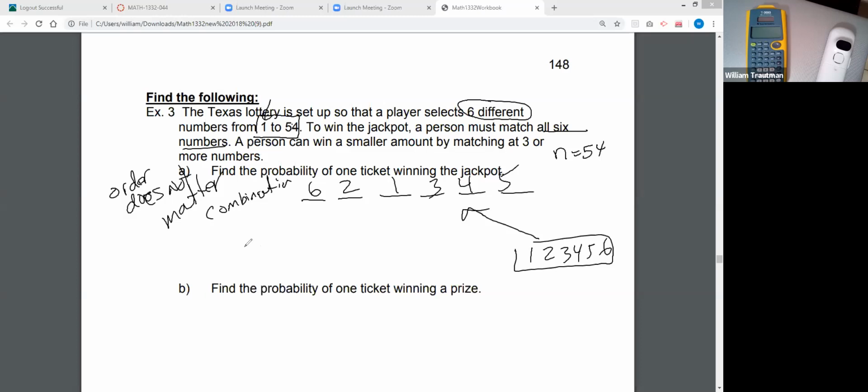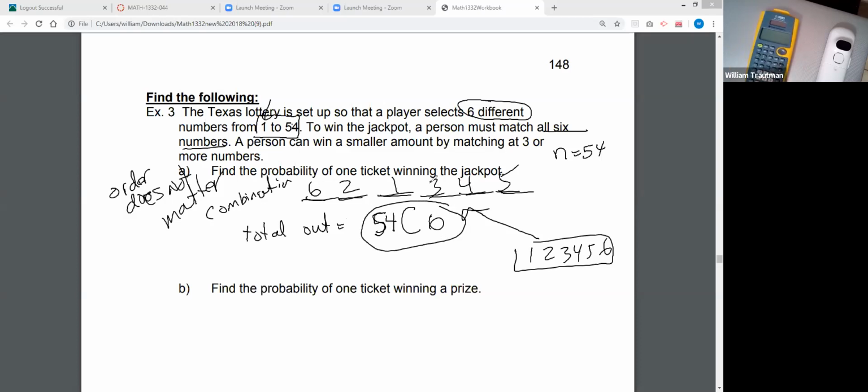So the total possible outcomes are 54 combination 6. We're picking 6 numbers, 1, 2, 3, 4, 5, 6. You see, so it's 54 combination 6. So on my calculator, I'm going to type in 54 combination 6. 54 probability. I guess I better turn it on first. 54 probability. And it's a combination, so that's number 2. And there are 6 spots. We're going to pick from these 54 numbers. And there are this many different ways of picking those.